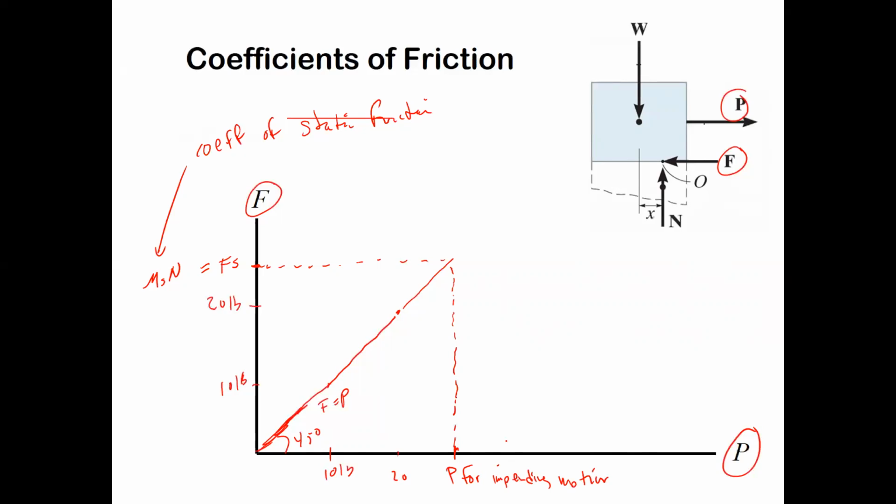And then once it starts moving, the friction force will actually decrease. So once you cross that force, you are getting less of a friction force. This is what's called kinetic friction. This is the limit of static friction.